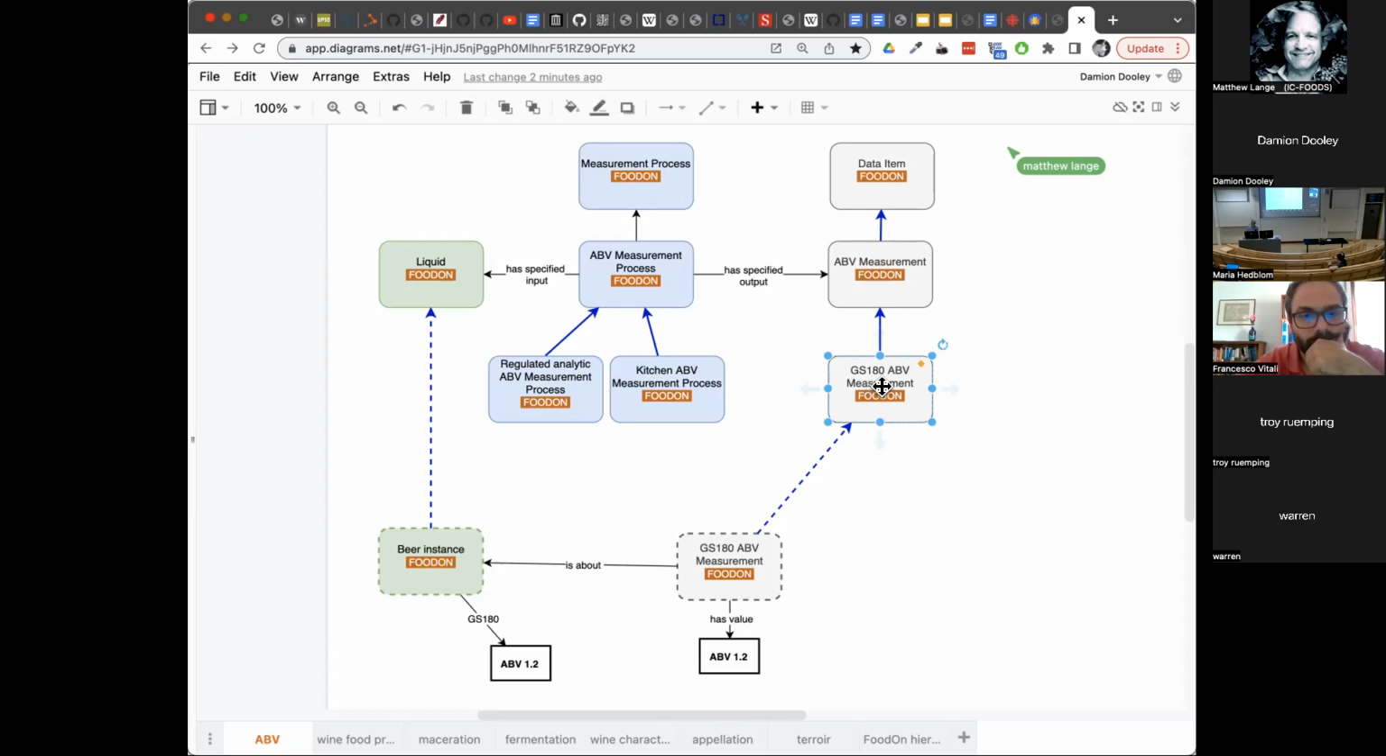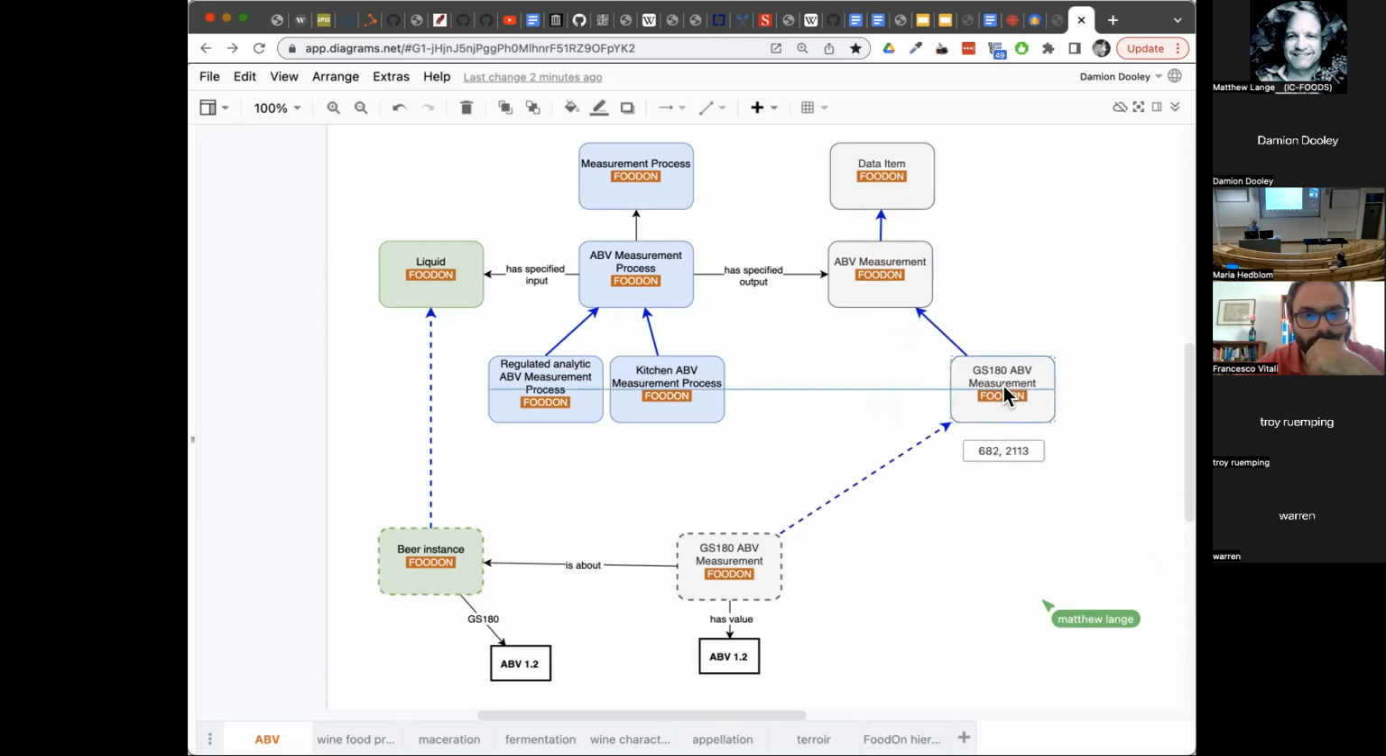Right. So if I read that correctly, GS1 ABV is more of a label on a product that is then echoing an ABV measurement that was made at some point in the process. I'm sort of confusing the two a little bit just to simplify, but we could separate this out and call it the GS1 label on a product that is about an ABV measurement that was taken at some point.